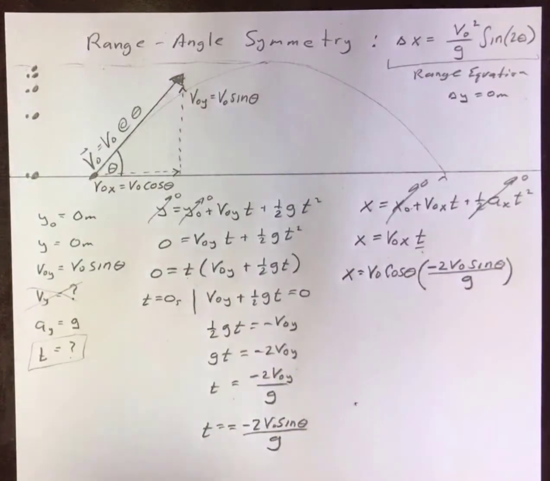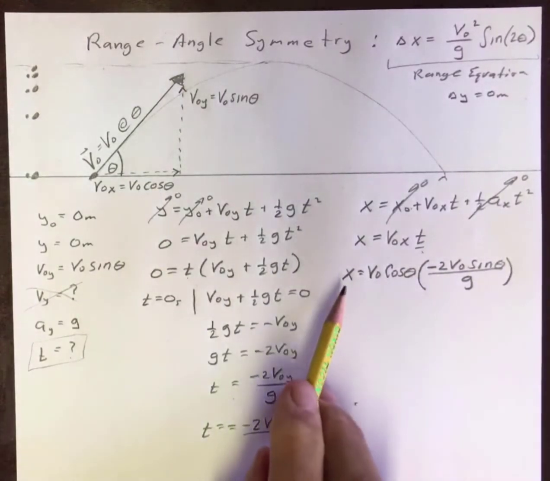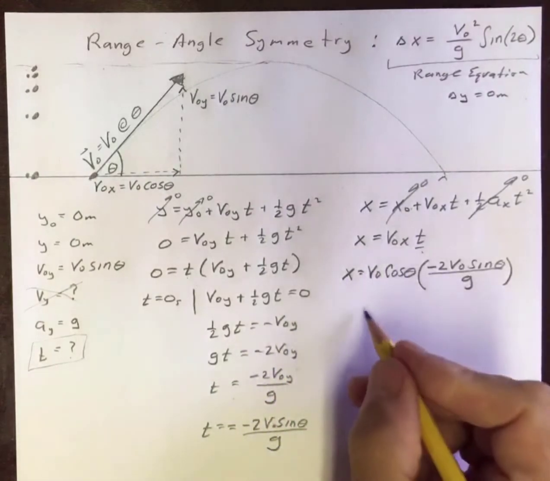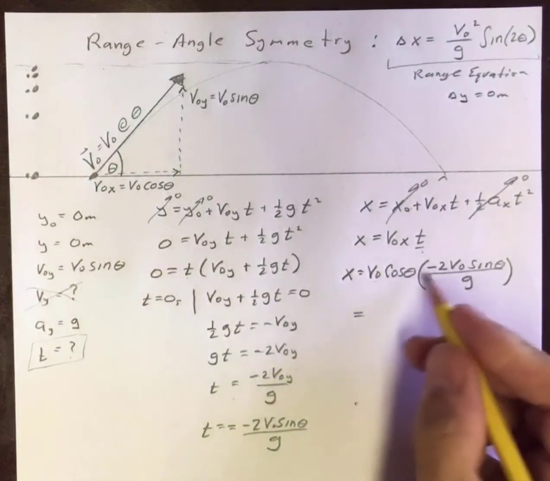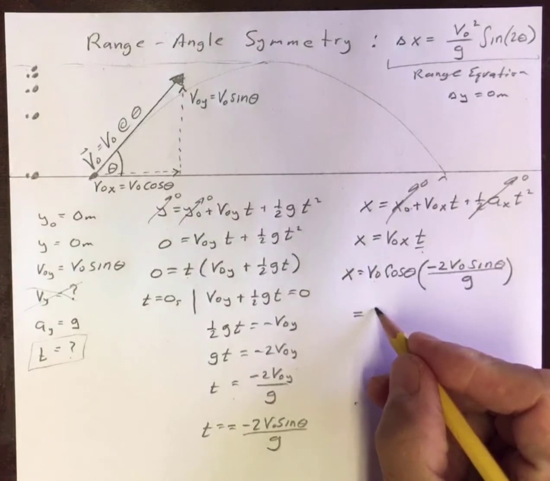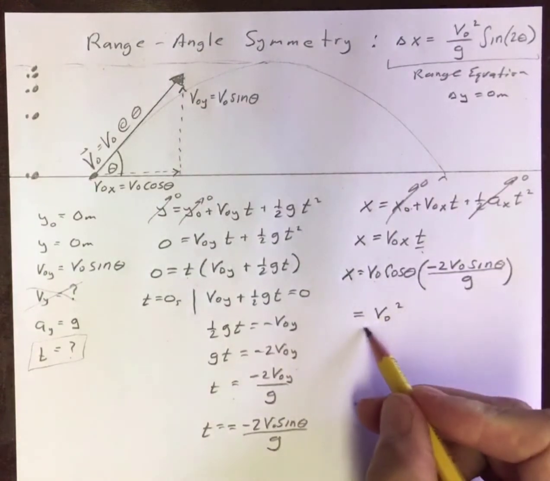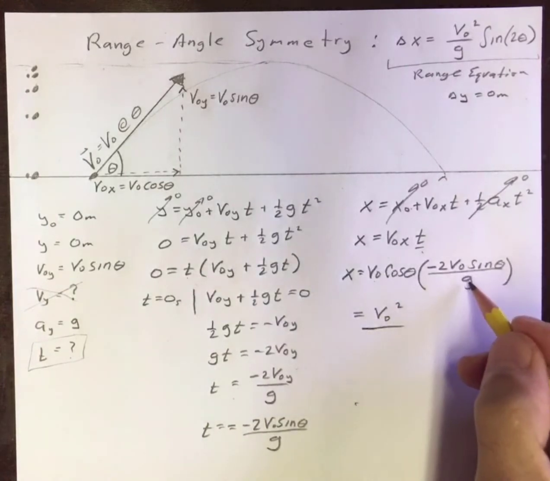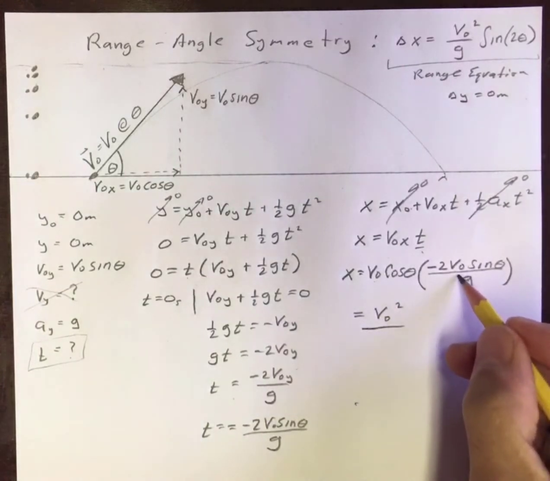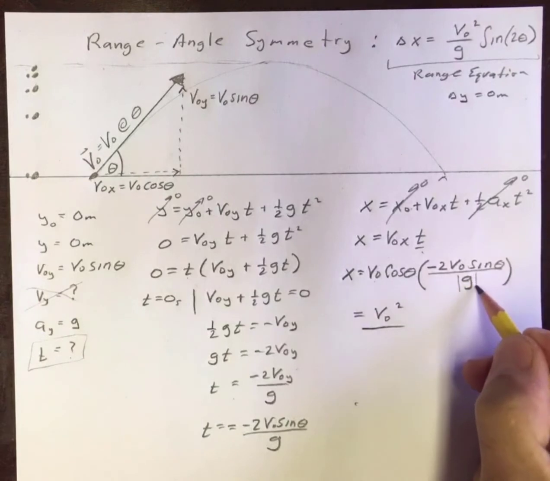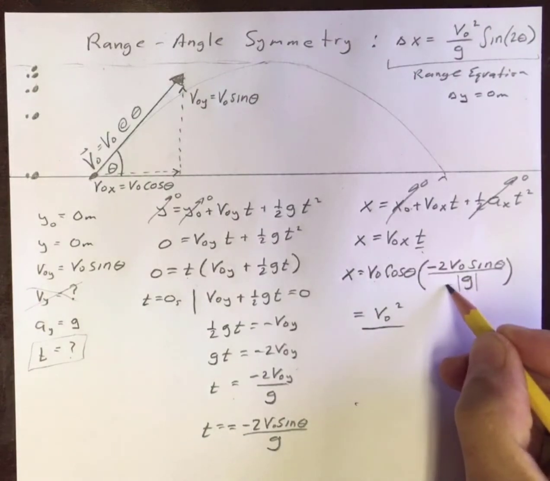And that's a valid expression right there for the range, but I'm going to clean it up a little bit. So I see a v naught factor and a v naught factor. So that's a v naught squared. And this g is in the denominator. What I'm going to do is, this g is -9.81, so I'm going to imagine for a moment the absolute value of that and kind of pull the negative out.